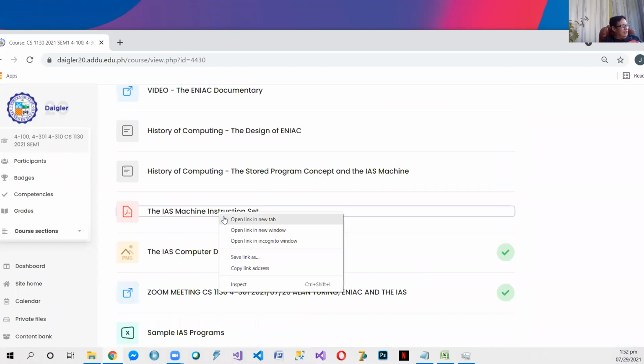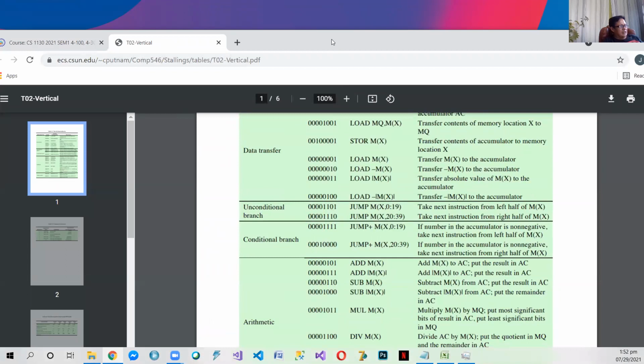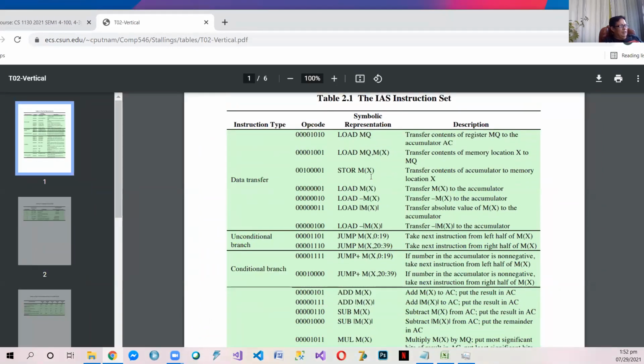Let's look at the IAS machine. This is the instruction set. Can you see that? Is it large enough or do I have to enlarge it? Probably not needed.